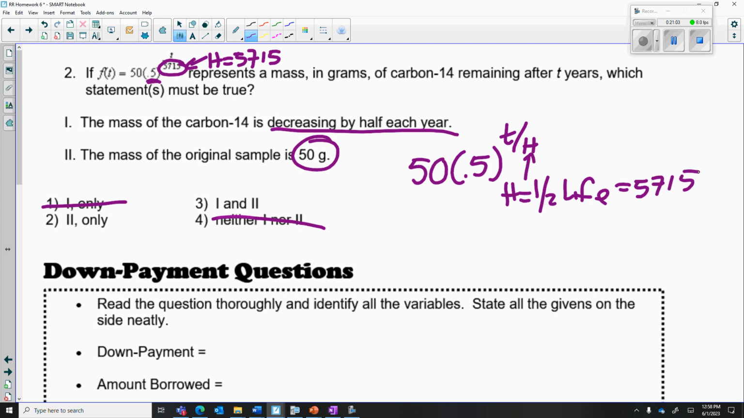So every 5,715 years, it's going to decrease by half. So this actually is false. The half-life is not every 1 year. So the answer is 2.